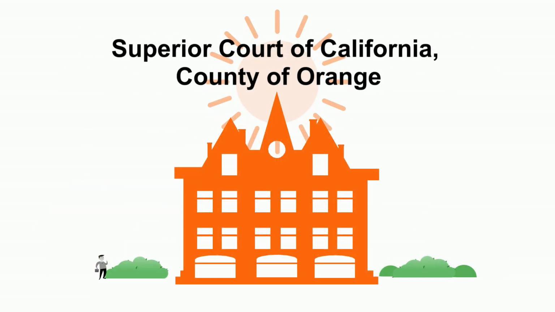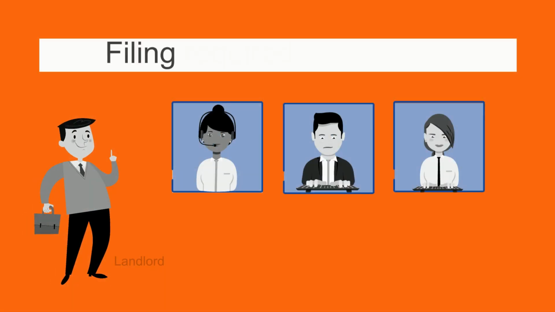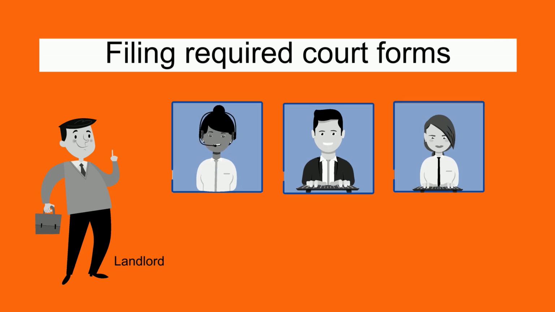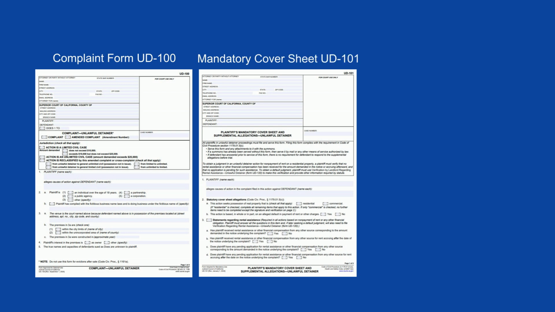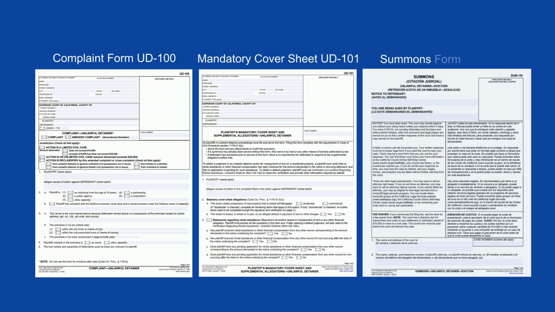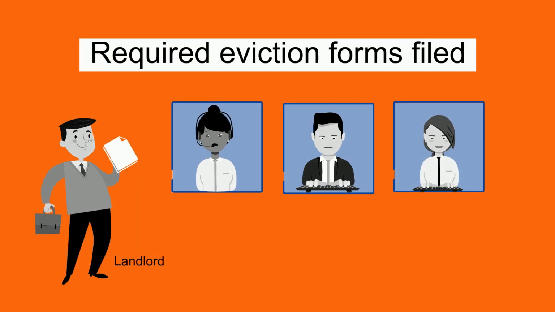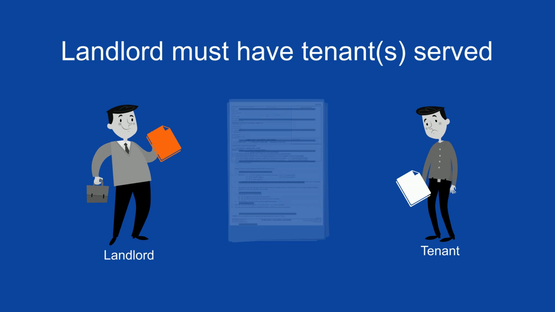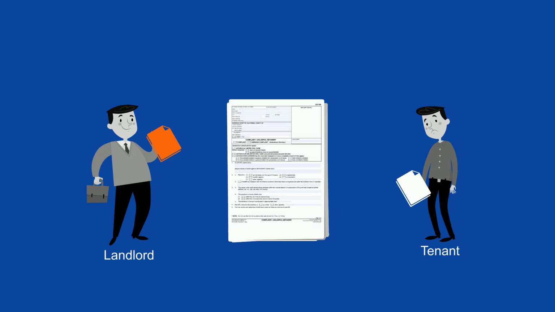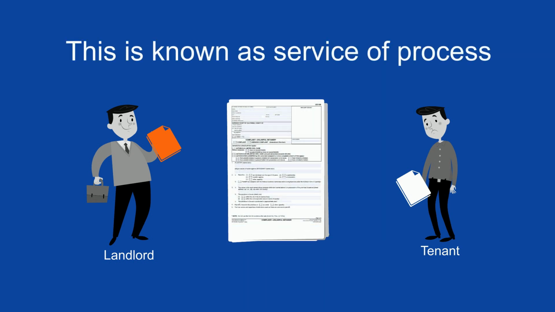A landlord starts an eviction case by filing required court forms, which include the complaint, Form UD 100, the plaintiff's mandatory cover sheet and supplemental allegations, unlawful detainer, Form UD 101, and the summons, Form SUM 130. Once the required eviction forms are filed with the court, the landlord must have the tenants served with a copy of the filed forms. This is known as service of process.